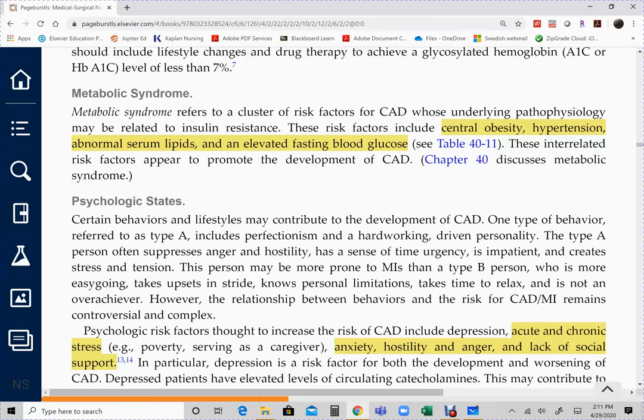But people with this syndrome, which is a collection of risk factors, meaning central obesity, again, this is a waistline of 40 inches or more in men and 35 inches or more in women, so that's central obesity, hypertension, high cholesterol, and high fasting blood glucose, but they are not technically diabetic yet. So as you can see, metabolic syndrome has risk factors for multiple diseases. Not only are they at risk for diabetes and hypertension, but also for heart disease.